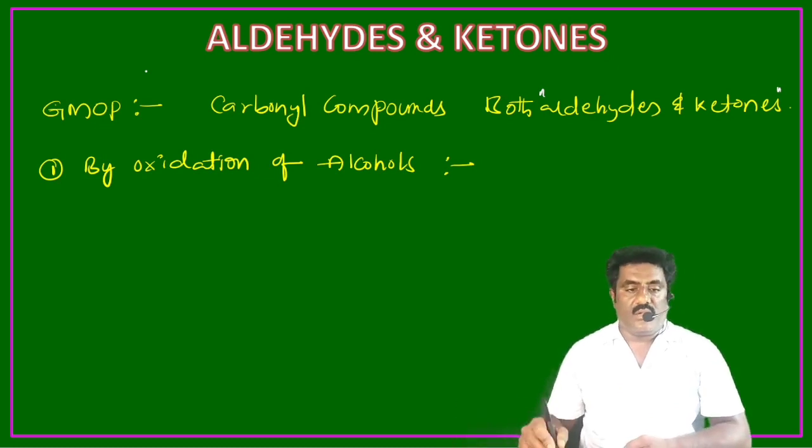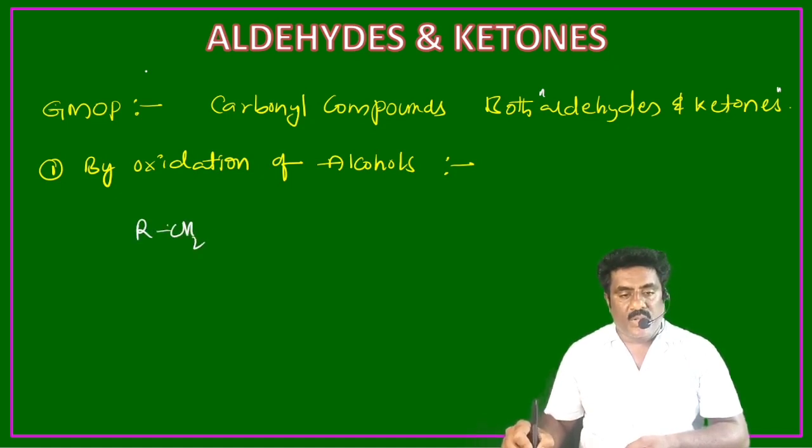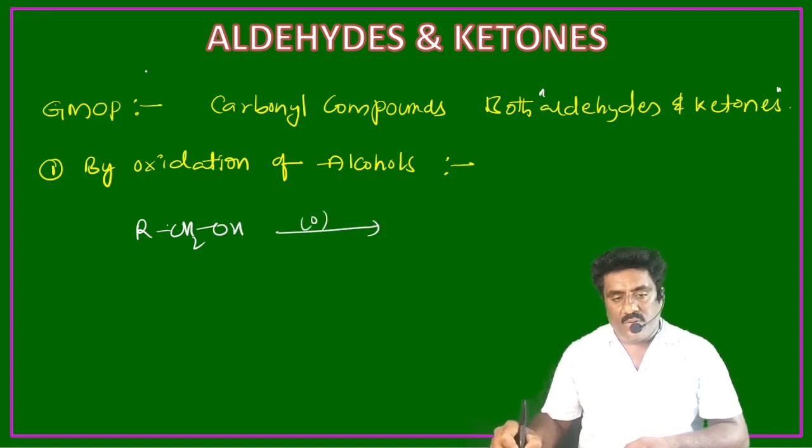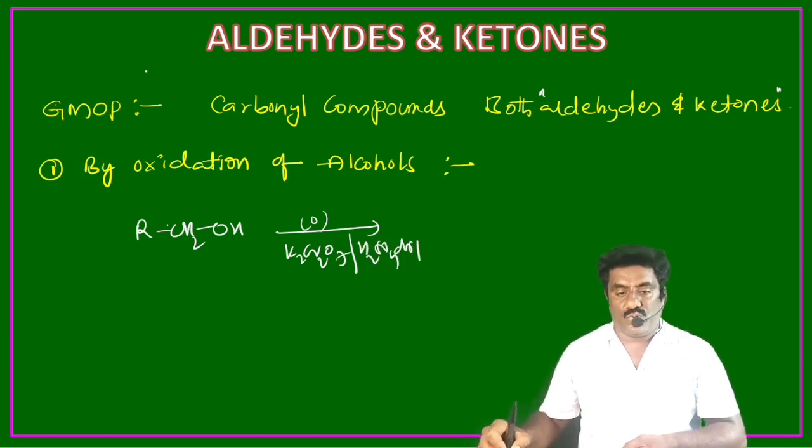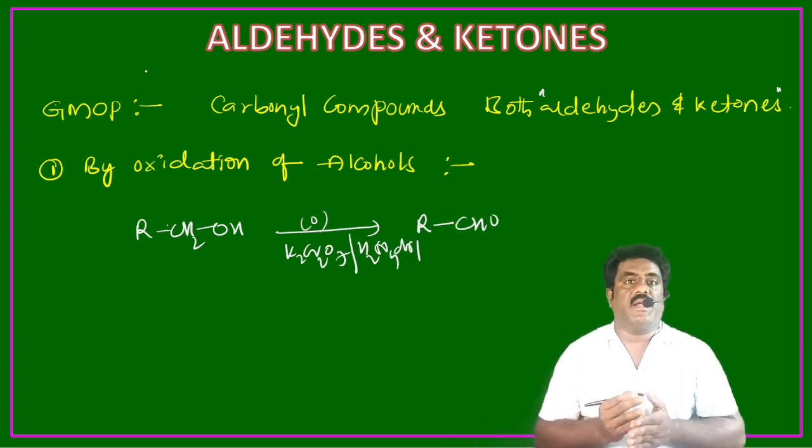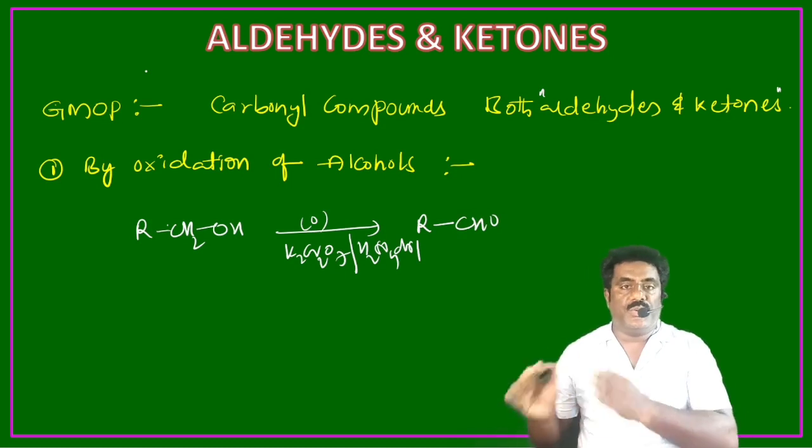See, the oxidation of primary alcohol. Primary alcohol in presence of an oxidizing reagent, potassium dichromate, K2Cr2O7 in dilute H2SO4, gives aldehyde. Primary alcohol oxidation gives aldehyde.